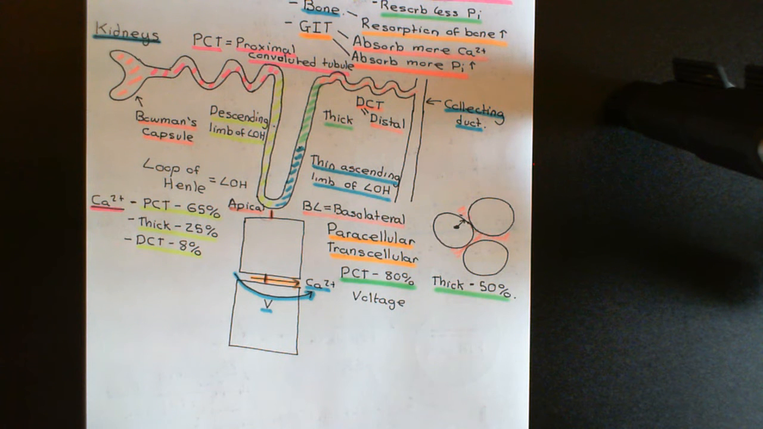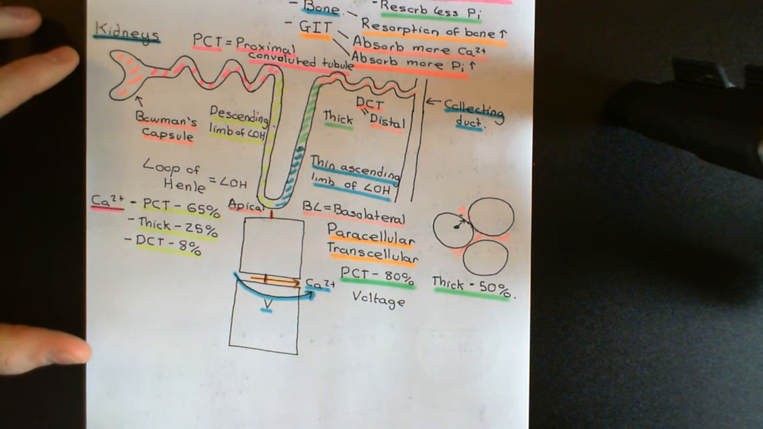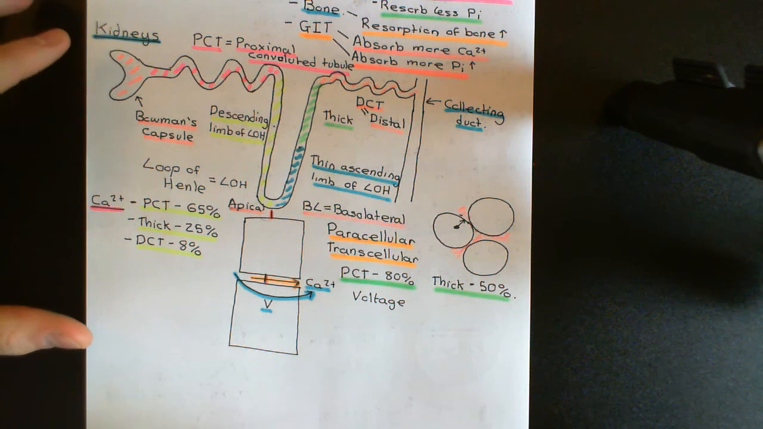And it's this transcellular route that parathyroid hormone is actually going to be able to regulate. Parathyroid hormone doesn't have the ability to regulate how much calcium is being resorbed in the paracellular route, in the proximal convoluted tubule and the thick ascending limb of the loop of Henle. It does have the ability to regulate the transcellular absorption of calcium. Okay, so how is this transcellular absorption of calcium going to work?